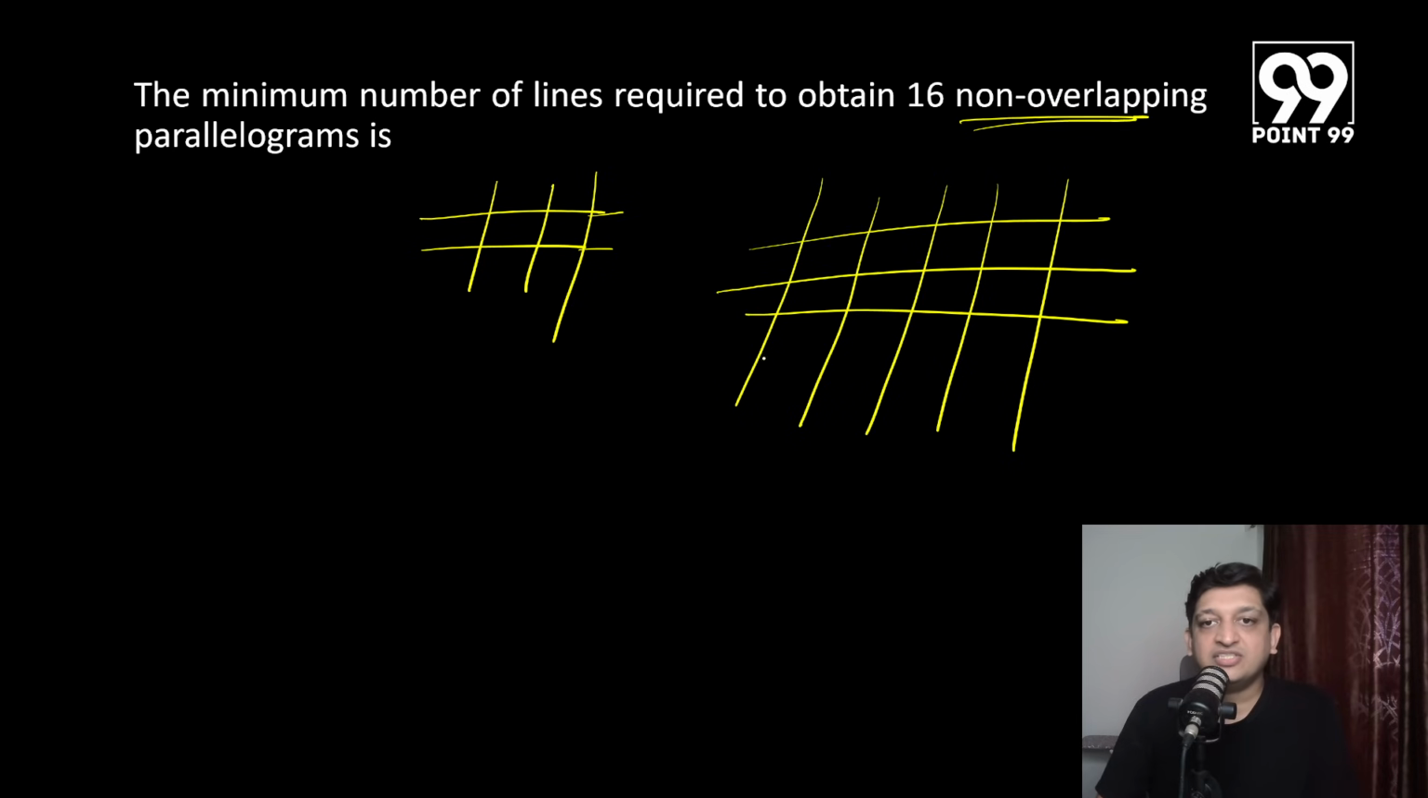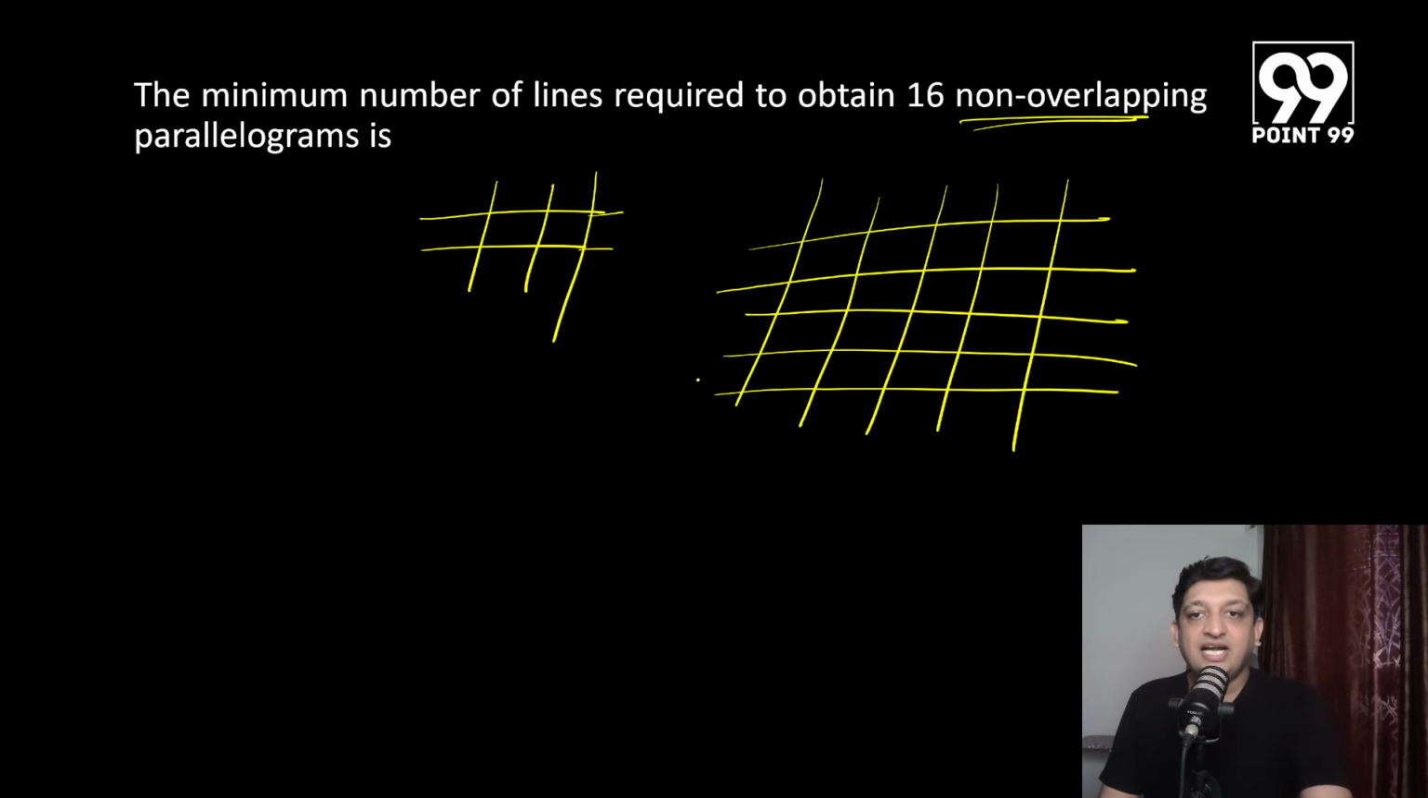So how many lines do I need to draw now? I have already drawn them. 5 vertical lines, 5 horizontal lines. So that basically means that if I have, let's say, 10 lines, then I will be able to form 16 non-overlapping parallelograms. So just understand this, non-overlapping is key here.